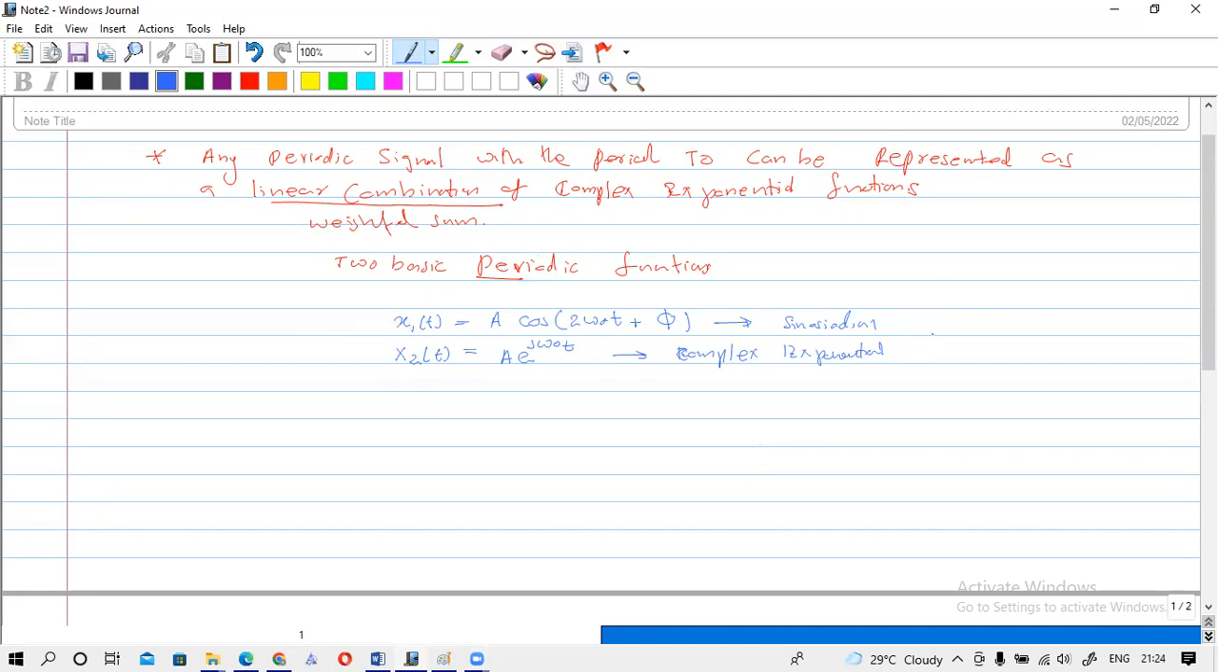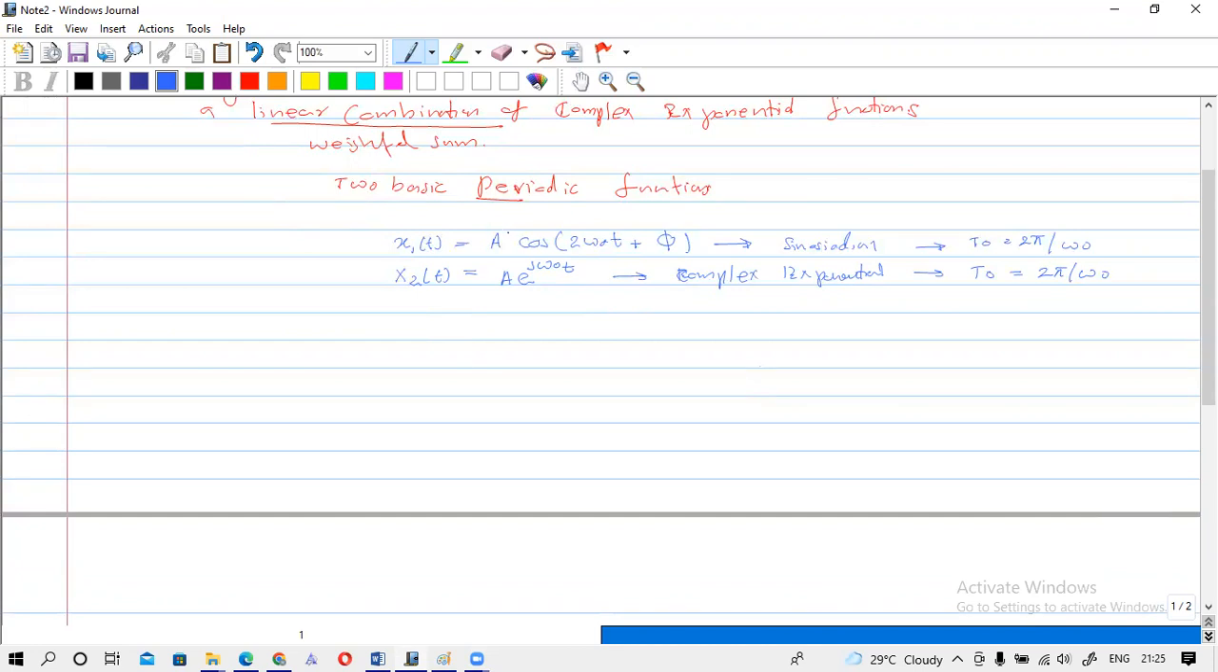So we have proved that the period of the sinusoidal signal is T naught equal to 2π by omega naught. And also for this complex exponential signal, the period is also T naught, 2π by omega naught. So for both signals, if the fundamental frequency is omega naught, the period is 2π by omega naught. So these are the basic periodic functions. We learned that any periodic signal can be represented as a collection of complex exponential signals.